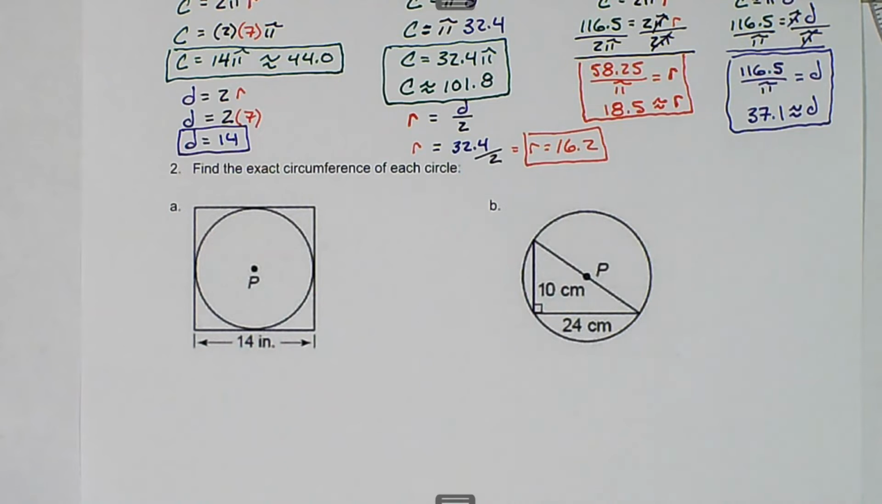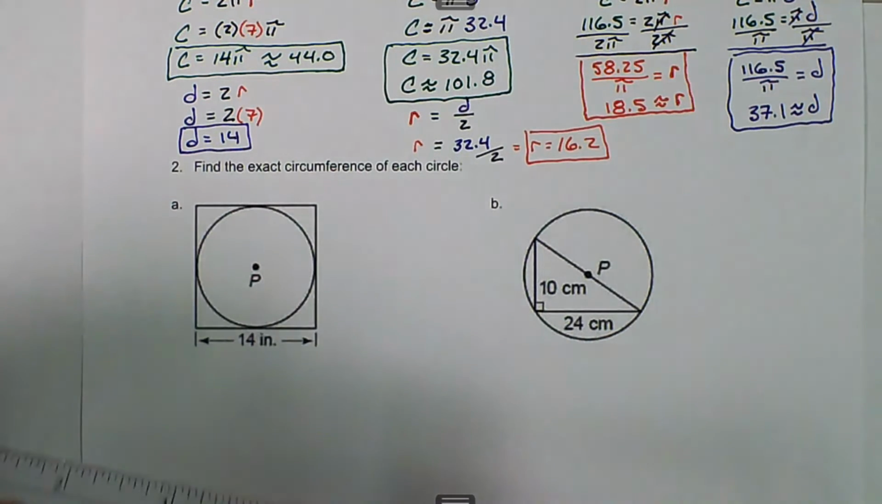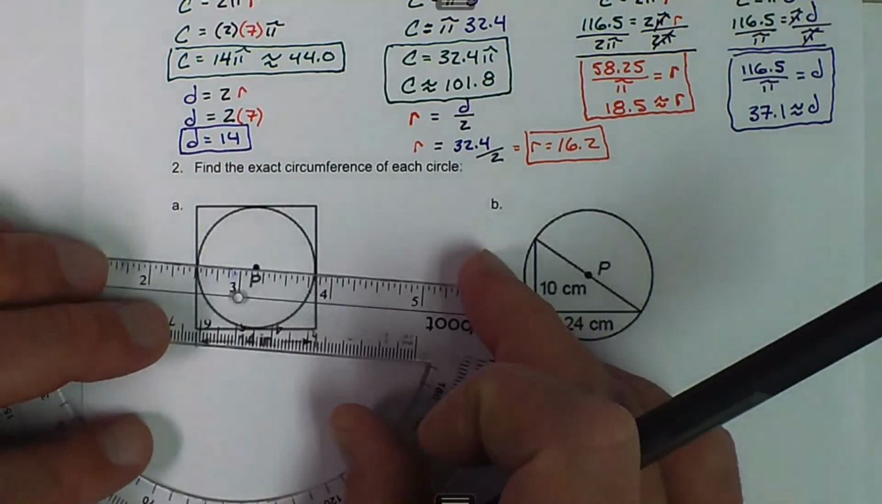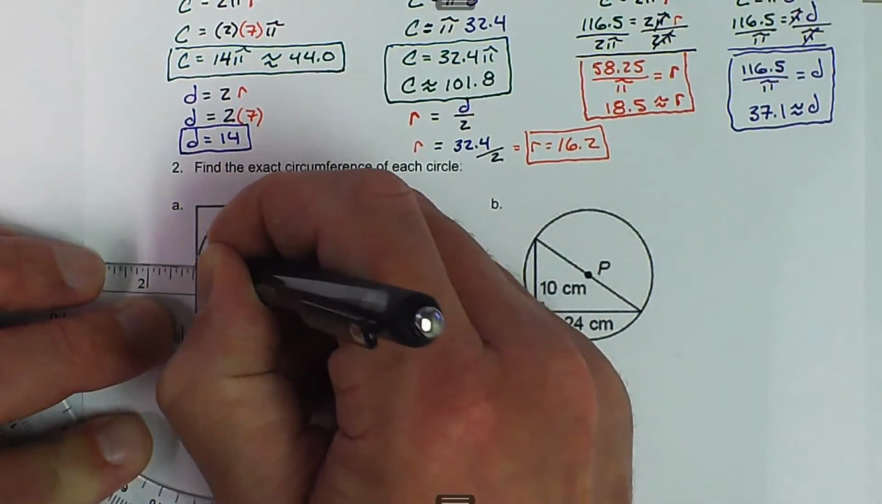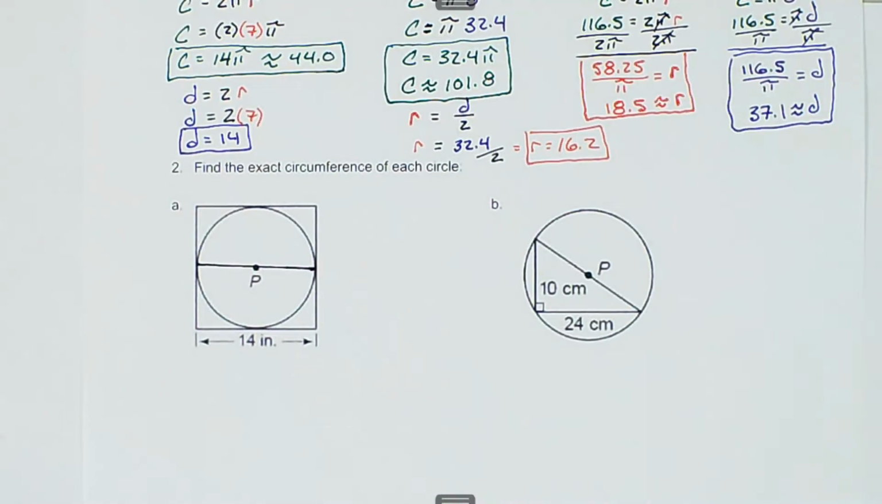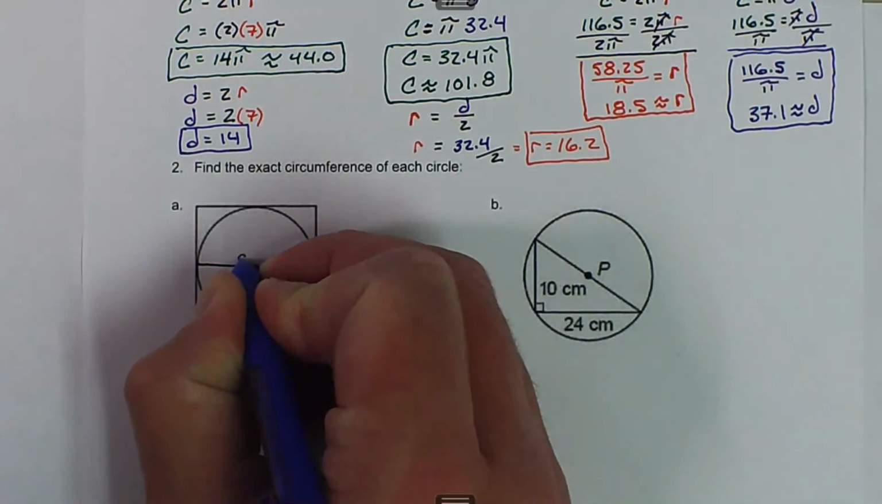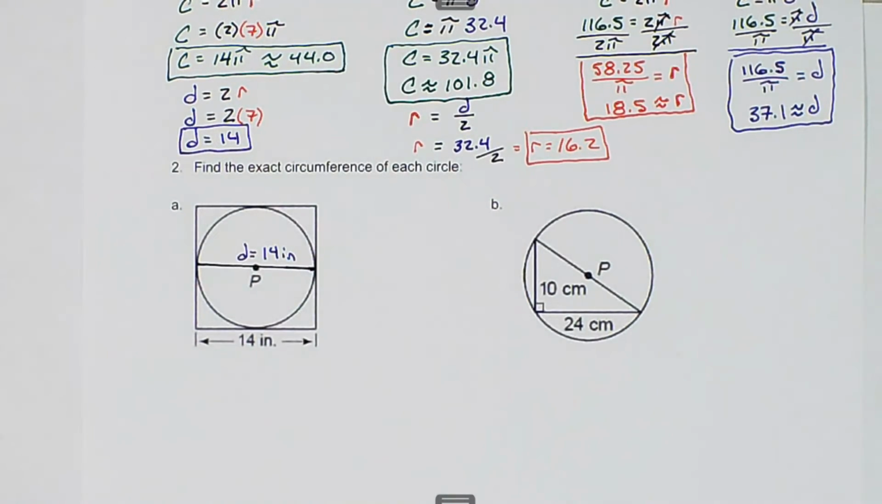So here we have 14 inches given to us there. But what that ends up doing is that translates to our circle, because our circle touches the edges of that box, or is tangent to the edges of that box. So our diameter is also going to be 14 inches. So now we have our diameter.